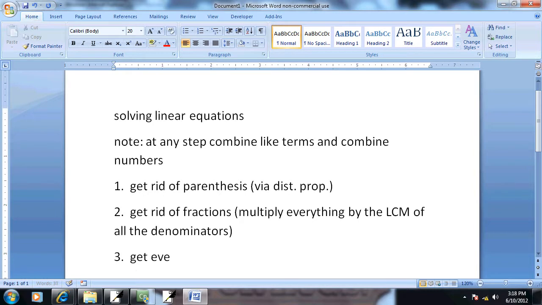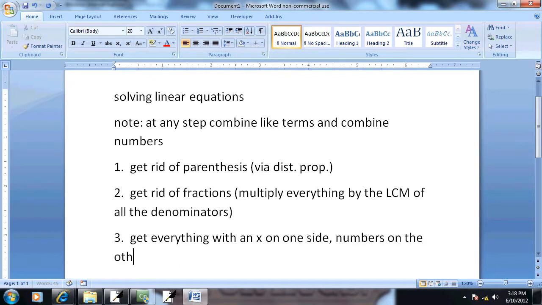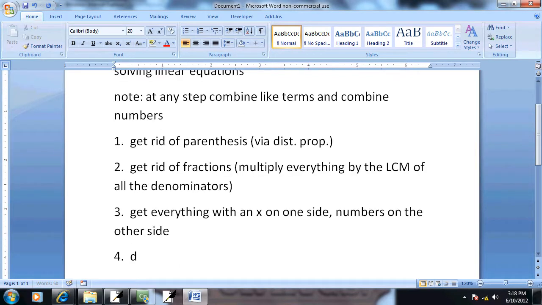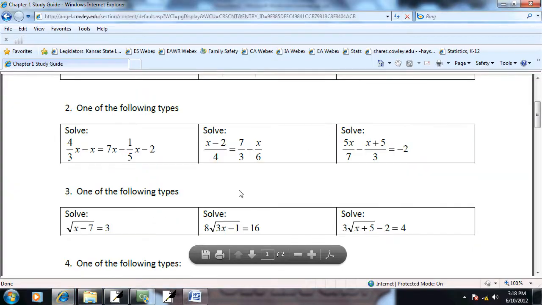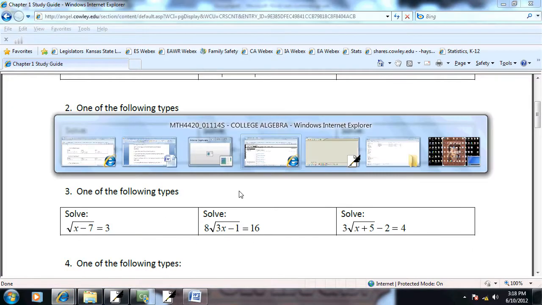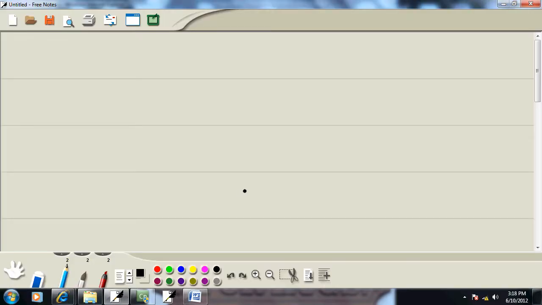And step 3, get everything with an x on one side, numbers on the other side. And step 4, divide both sides by the number in front of the x. So let's look at some examples of that.